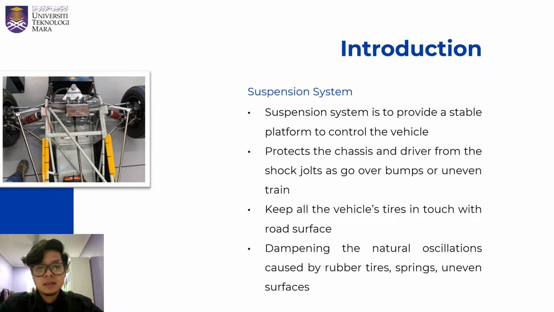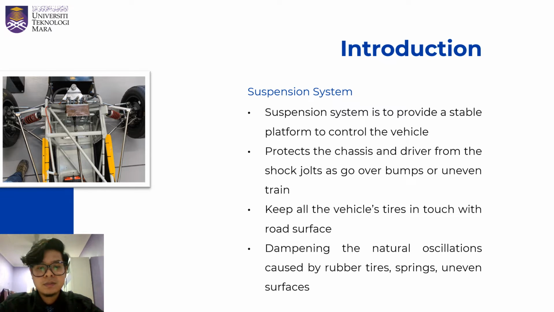A suspension system is to provide a stable platform to control the vehicle. It also protects the chassis and the driver from the shock jolts as the car goes over bumps or uneven terrain. Suspension system also helps to keep all the vehicle's tires in touch with the road surface. It dampens the natural oscillations caused by the rubber tires, springs, and uneven surfaces.